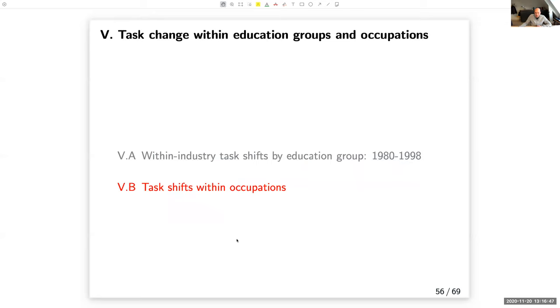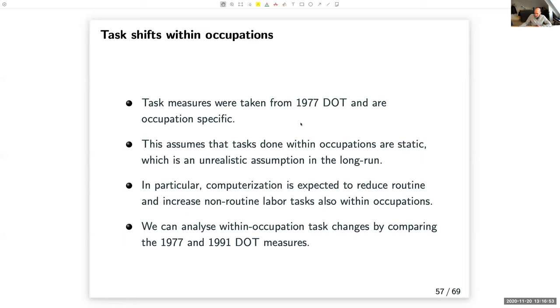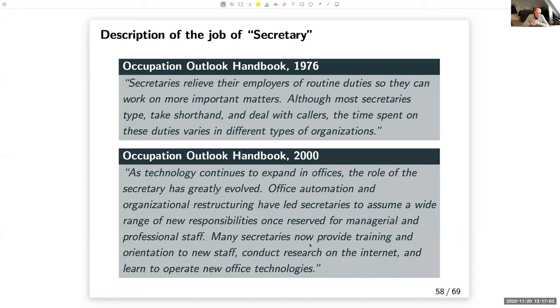Task shifts within occupations. This is going back to a comparison of the 77 and the 1991 DOT measures. The DOT measures are task descriptions by occupation that are written down by experts. An example, for secretary, from the Occupational Outlook Handbook in 1976: secretaries relieve their employers of routine duties so they can work on more important matters, etc.